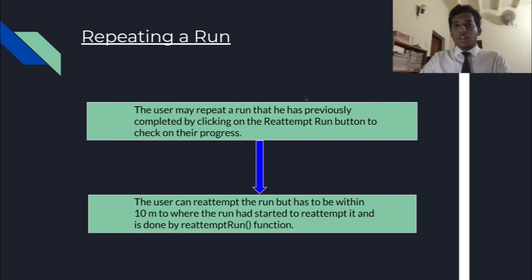Now I will talk about the feature of repeating a run. The user can repeat a run that he has previously completed by clicking on the reattempt run button to check on their progress. The user can reattempt the run, but he has to be within 10 meters of where the run has started to reattempt it, and this is done by the reattempt run function.